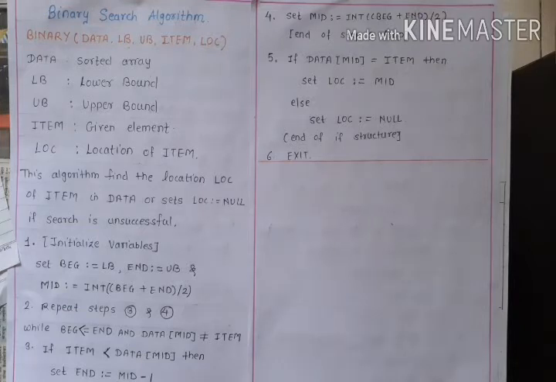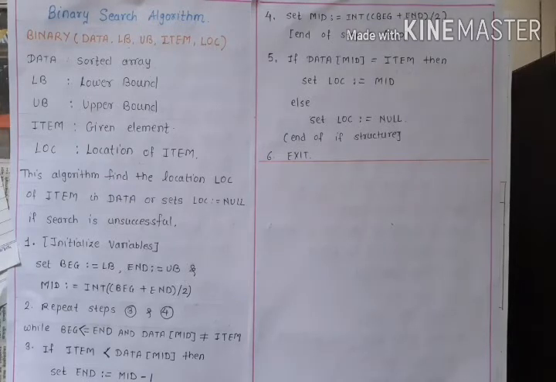In binary search algorithm, the first requirement is that the list should be sorted. It should be either in ascending order or descending order. But in linear search algorithm, there is no such requirement. You can apply linear search algorithm on any unsorted list also. But in the case of binary search algorithm, the list should be sorted.